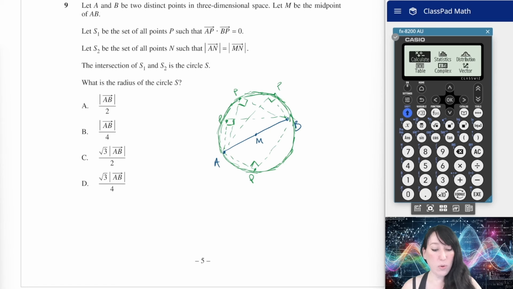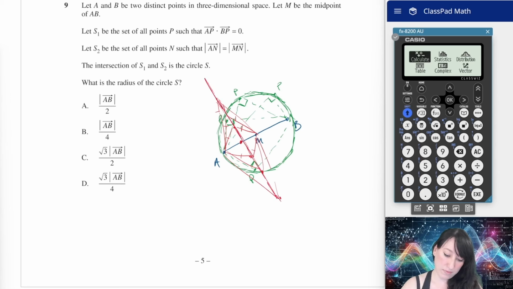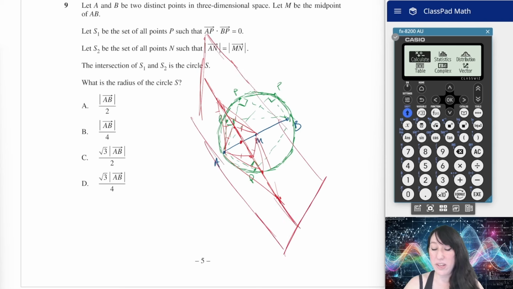Let's consider S2. So the points N where the length from A to N is equal to the length from M to N. So one example of these points would be just halfway between A and M, the midpoint. And then we could draw similarly, and of course it looks a bit 2D. So we could draw these all in a straight line, but it can also be rotated around. And so this is going to form a plane that intersects the sphere, which of course, when they cut each other, will form a circle.